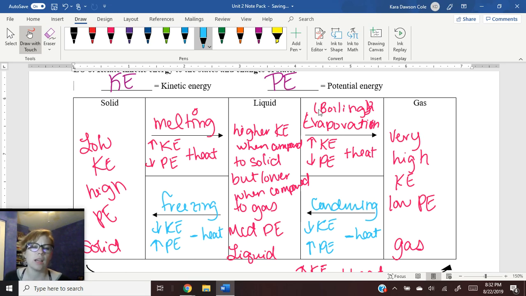You can think about, if you're boiling water, a lot of times you'll have condensation at the top of wherever you're boiling, and that is just because we are also condensing at that point. So we're going through both of these things at the same time.